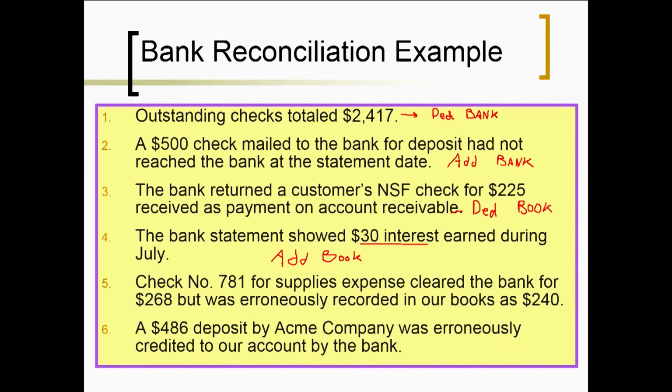Okay, watch this one. Check number 781 for supplies expense. It cleared the bank for $268, but we erroneously recorded it in our books at $240. So this is a book error, and we're going to handle it on the book side of the reconciliation. But how do we handle this? What amount do we add or subtract? And do we add it or subtract it, and how much? $20. Okay. I always have to think of it this way.